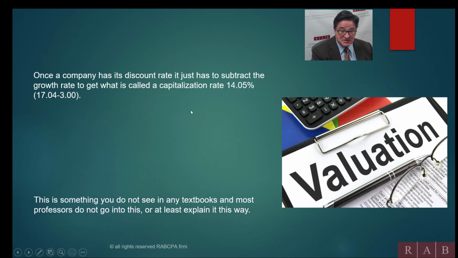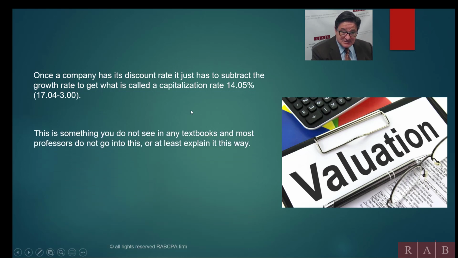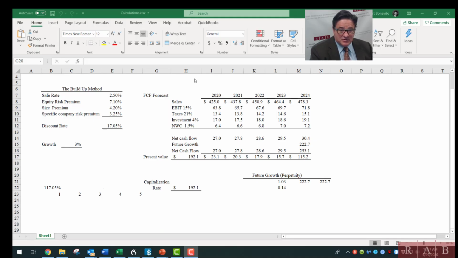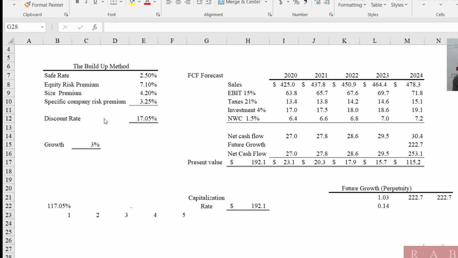Now I'm going to show you some stuff here that you don't read in textbooks and most professors don't go into, even though it ties this whole concept of discount rate and capitalization rate together. What I'm going to do is go through a spreadsheet that gives you a good background and ties it together in a way that simplifies it. Okay, so here we have the buildup method that I just showed you.